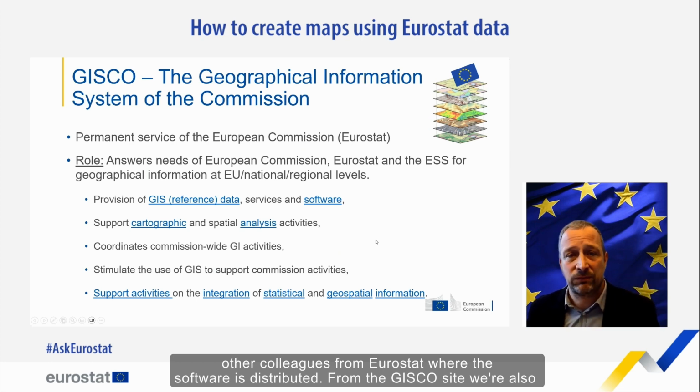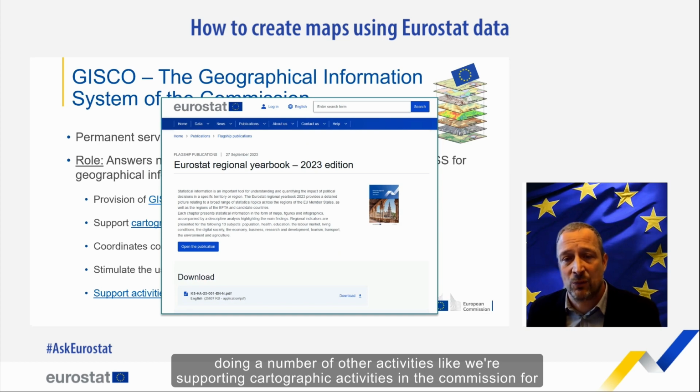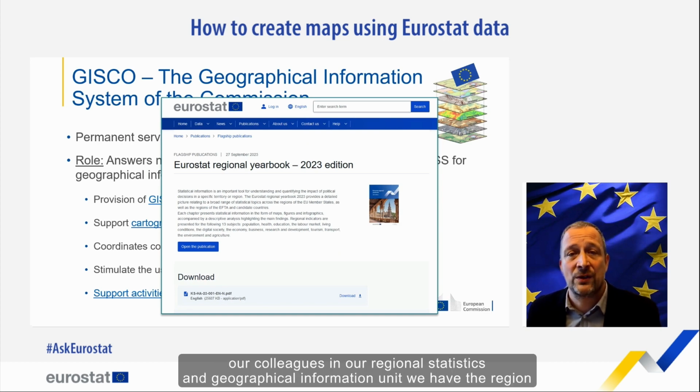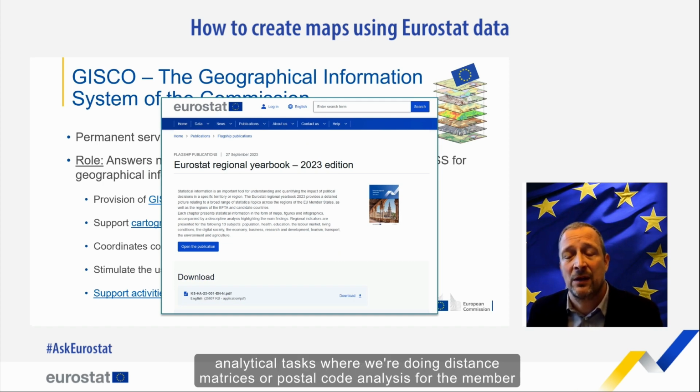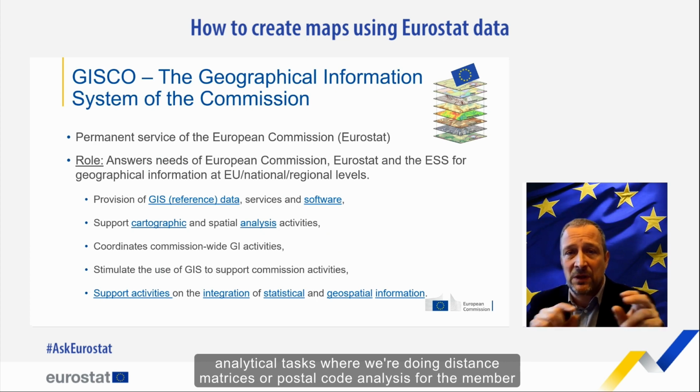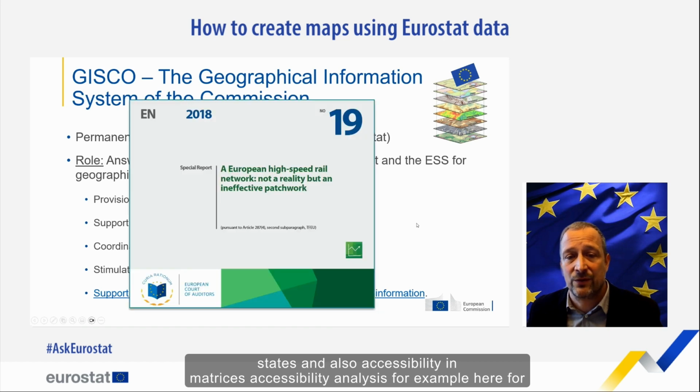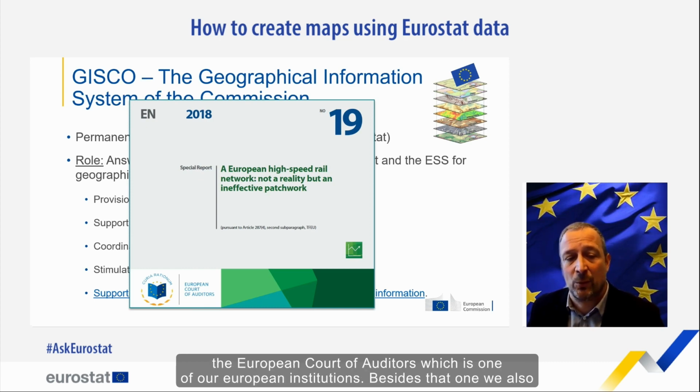From the GISCO side, we're also doing a number of other activities, like supporting cartographic activities in the Commission for our colleagues in the regional statistics and geographical information unit. We have a Eurostat regional yearbook, and we usually make all the maps in that. We're also doing analytical tasks, where we do distance matrices or postal code analysis for the member states, and also accessibility matrices, accessibility analysis, for example here for the European Court of Auditors, which is one of our European institutions.